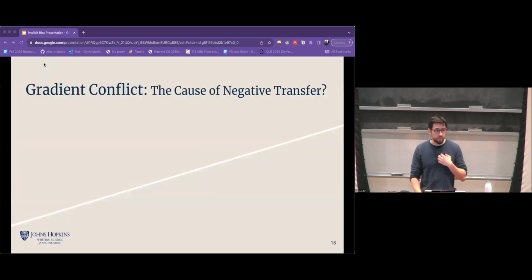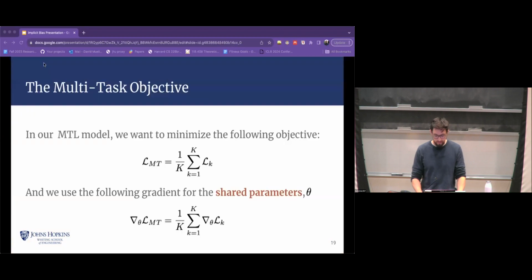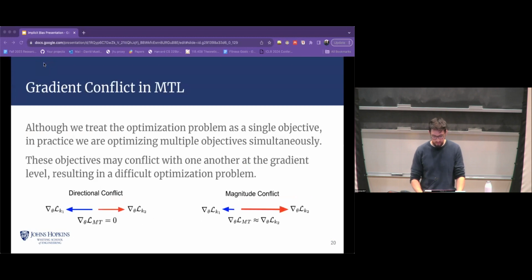Okay, so let's talk about why that's happening, right? Why is it the case that our training loss is going up and our test accuracy is going down? So when we train our multitask models, we want to minimize the following objective, which is just the average loss of all of our tasks. And to do this, we usually use, for the shared parameters theta, the average multitask gradient, which is just averaging the gradients of theta across all the tasks that we care about, right? And so we use that gradient for optimization.